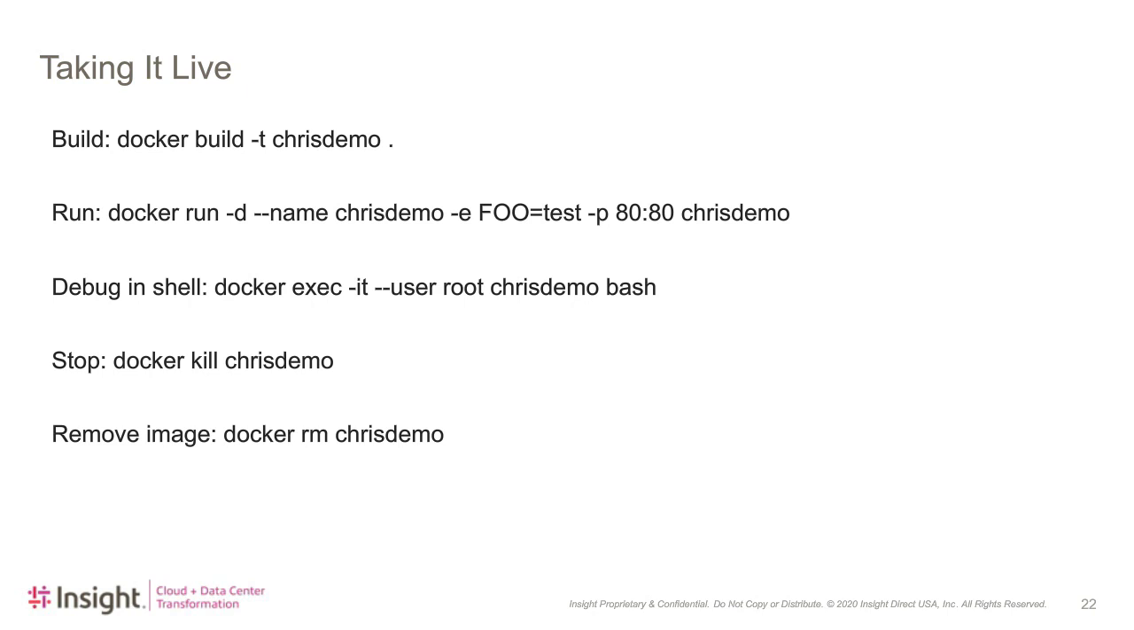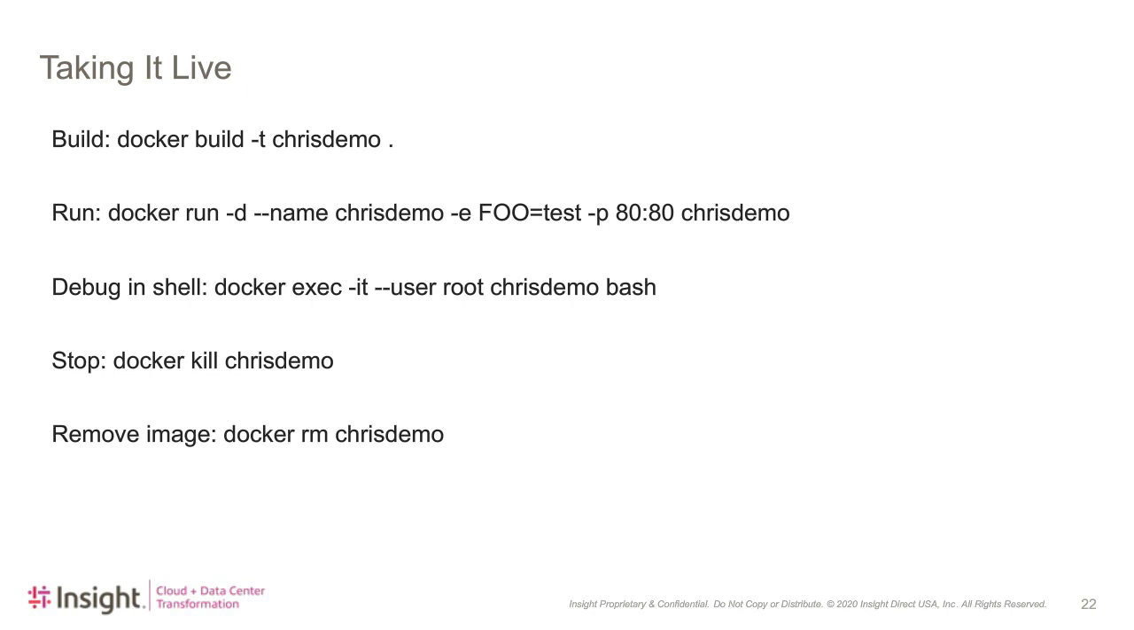I run that container now that I've built off of my Dockerfile, so I can see the name I gave it was Chris Demo. I passed in an environment variable for that foo that we set inside of the Dockerfile. Again, I've mapped port 80 to port 80, and I've told it what to run off of here. And I can see if I need to debug that.